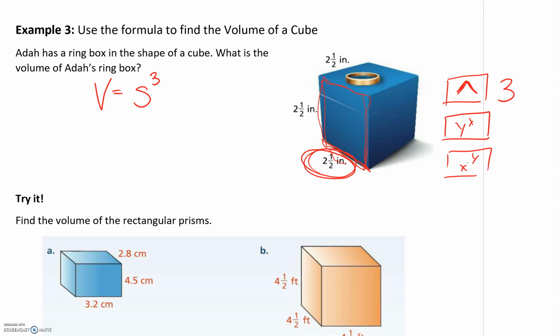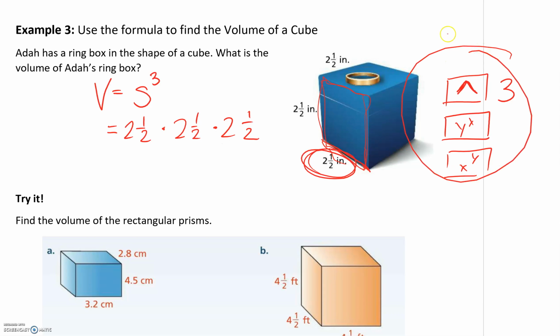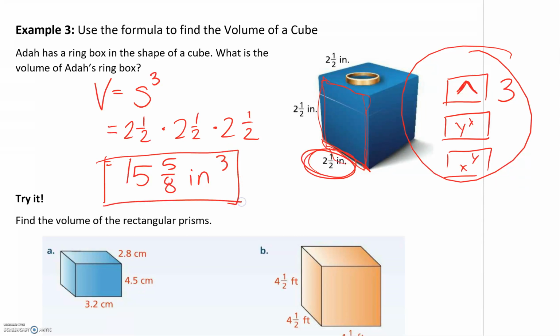If you are second guessing how to use that key, we can always multiply that same number by itself 3 times and still get the same answer. This is kind of like a shortcut. We don't have to use it. But if I multiply 2.5 times 2.5 times 2.5, that's going to get me 15 5/8 inches cubed. And that is, again, the volume of my little cube.